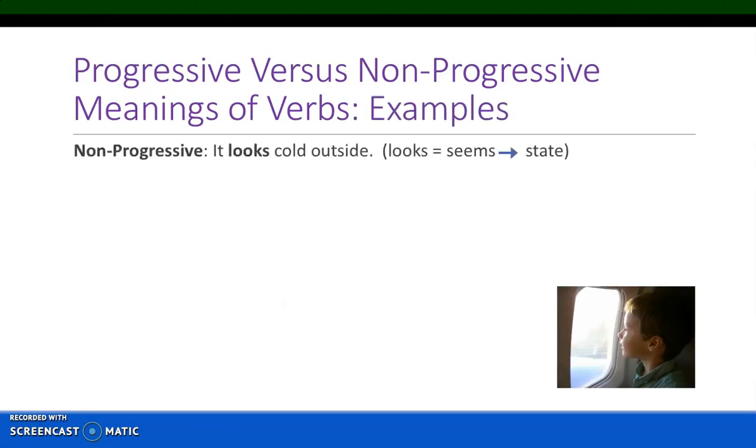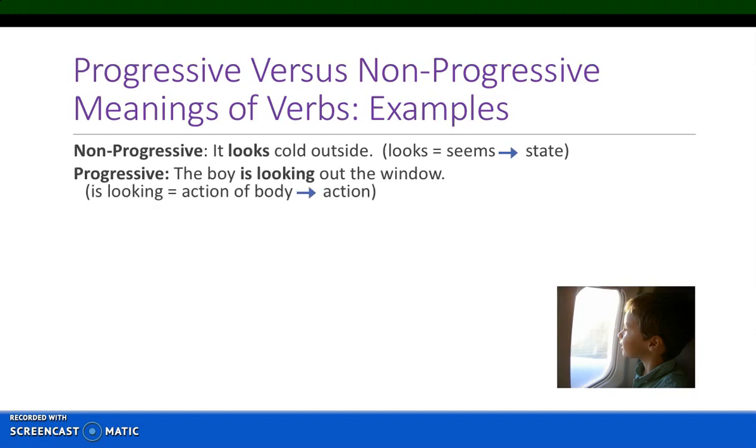Here are some more examples. It looks cold outside. In this sentence, looks means seems, which is a state. The boy is looking out the window. In this case, is looking is the action of his body. There's an intention behind it. This is an action. So it may be used in the present progressive.